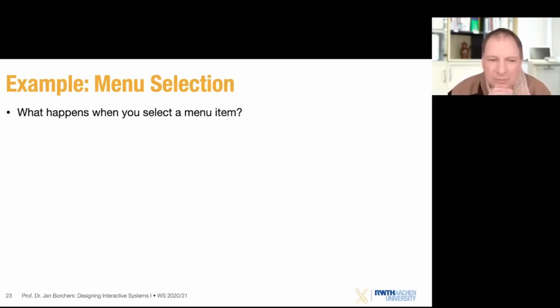So here's an example, or maybe before I show you this video, I'm going to ask you, what happens when you select a menu item on your computer? So you drop down a menu and you select an item. What do you think, just out of your mind, what you remember, what happens visually? I mean, the menu bar is up, the drop down menu is open, you pick an item from that menu.